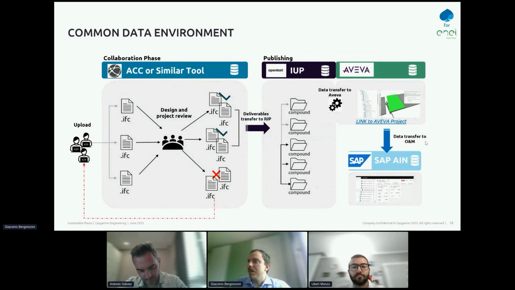We see here that the ecosystem of common data environment in Enel is pretty big, because starting from Autodesk Construction Cloud for collaboration activities, it passes through OpenText for the document management system, and to Aveva for all the data management inside the BIM model.